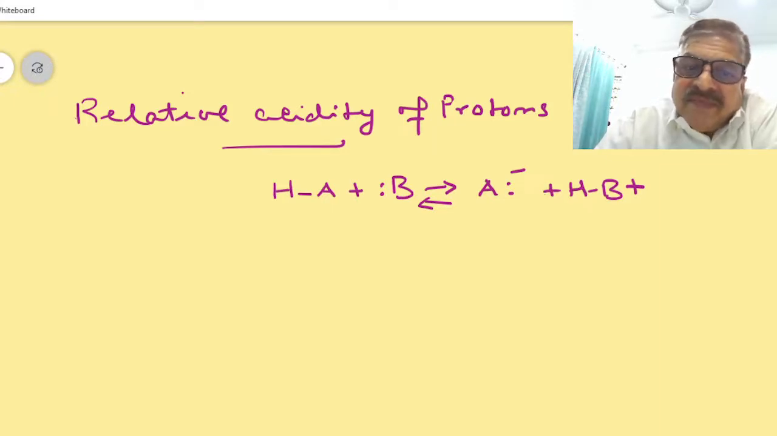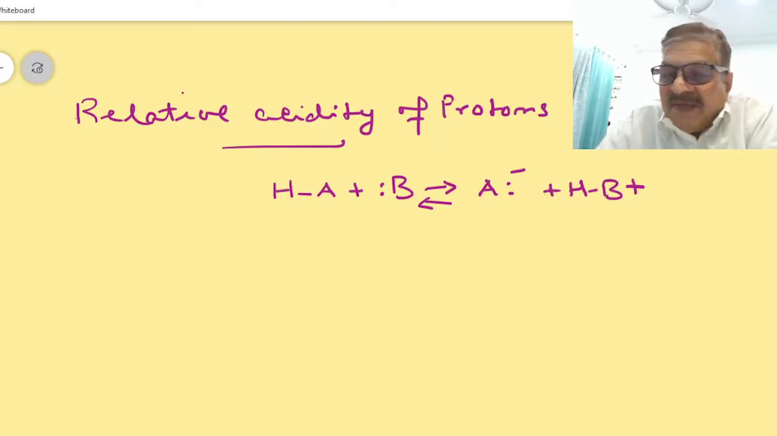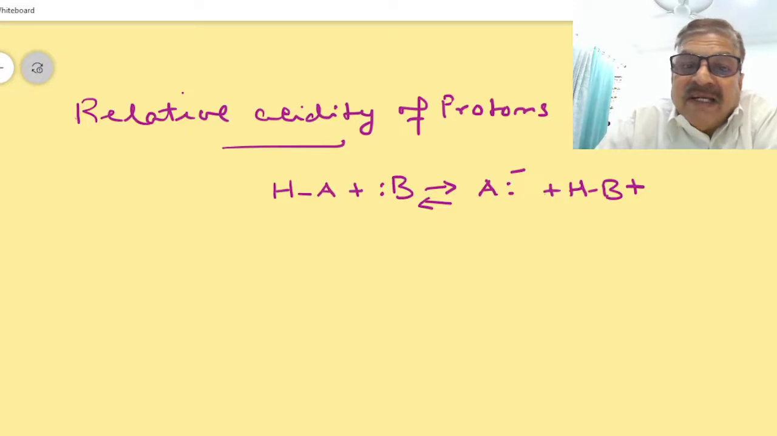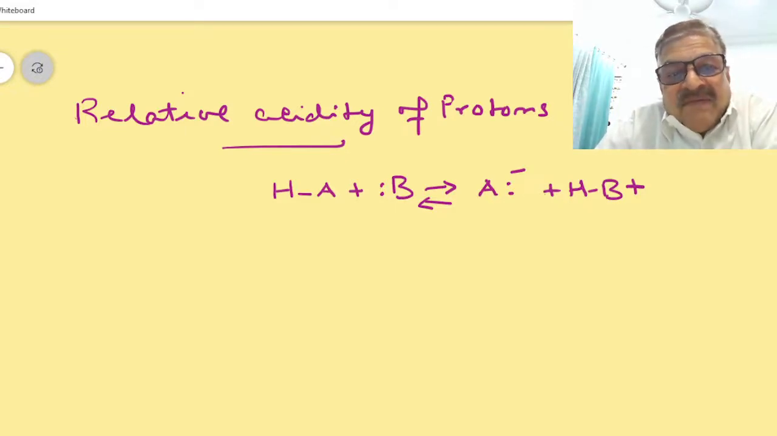So anything that stabilizes the conjugate base A- will make the starting acid HA more acidic. That is, the acidity of the acid is determined by the stability of the conjugate base. The more stable the conjugate base, the weaker it is, and it will not favor the reverse reaction. In an equilibrium reaction, the forward reaction is favored only when the conjugate base is a weak base.